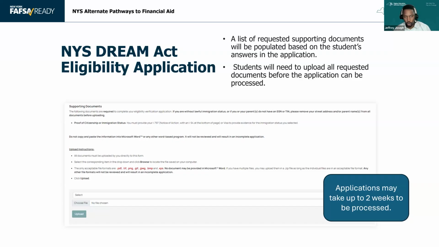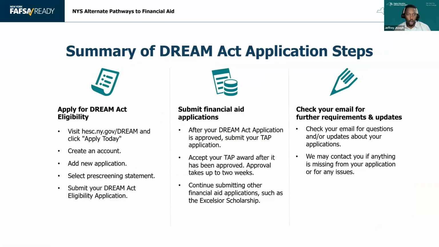So just a quick recap of the DREAM Act. The eligibility requirements are at HESC.ny.gov/dream. They can apply there as well. They have to create an account. They can hit add new application and select the correct pre-screening statement, which is I'm eligible to apply under the Jose Peralta DREAM Act, and then submit their DREAM Act application. After they're approved, they can go back in and submit their TAP application, and then review and accept that award once it's been approved.